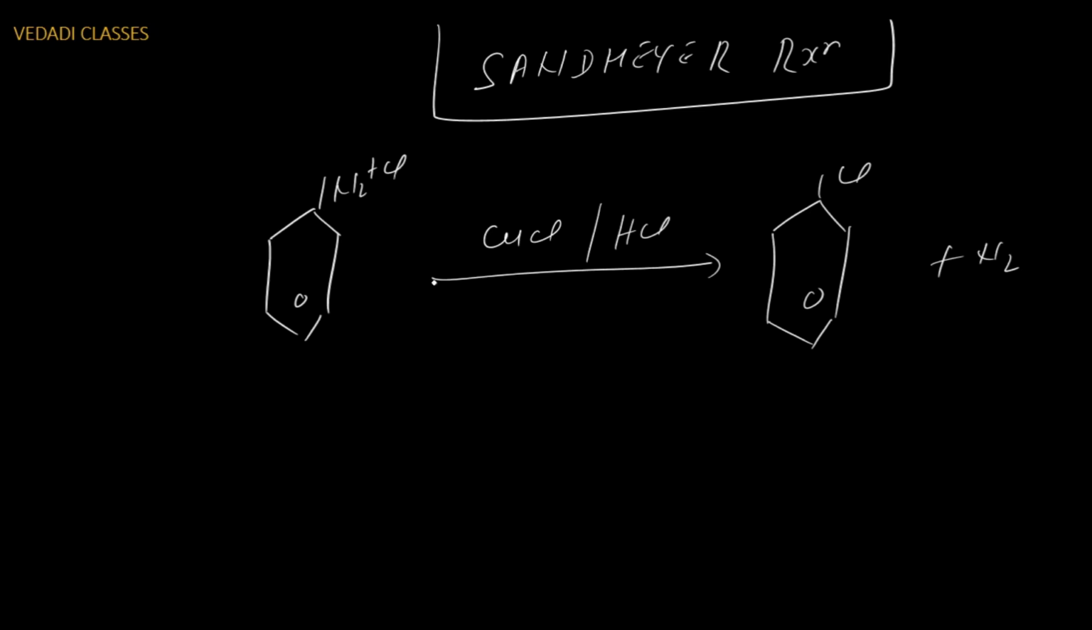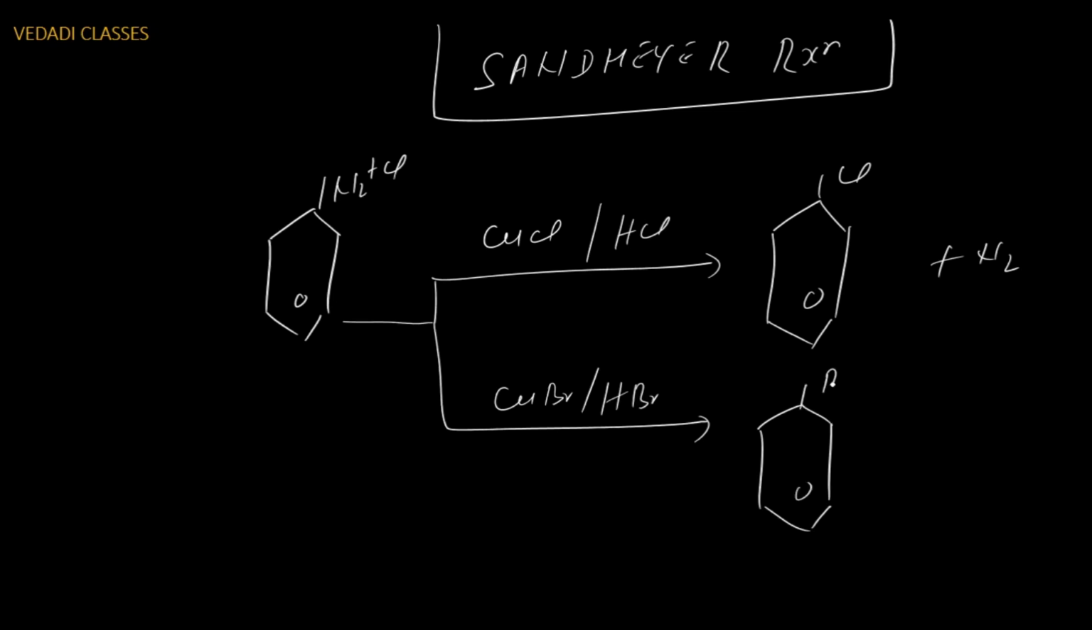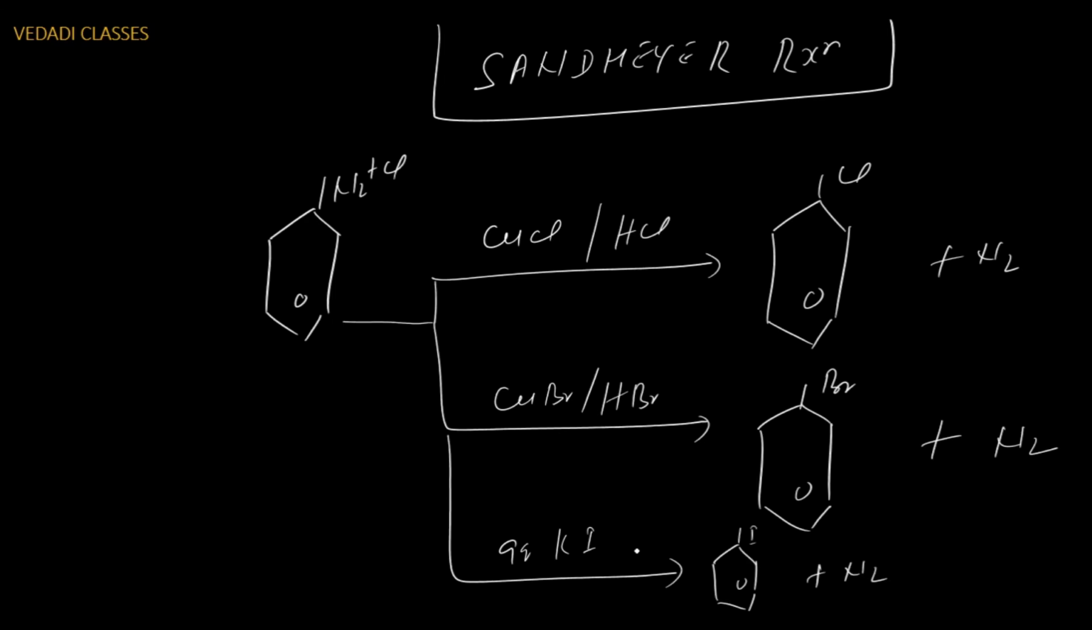So this is one thing. Now if we take CuBr and HBr, then it will form bromobenzene, plus nitrogen is out. One more thing, when it reacts with aqueous potassium iodide, it will form iodobenzene as well. But this is not the Sandmeyer reaction. These two are considered the Sandmeyer reaction. This is the method of preparation of iodobenzene, you can say.